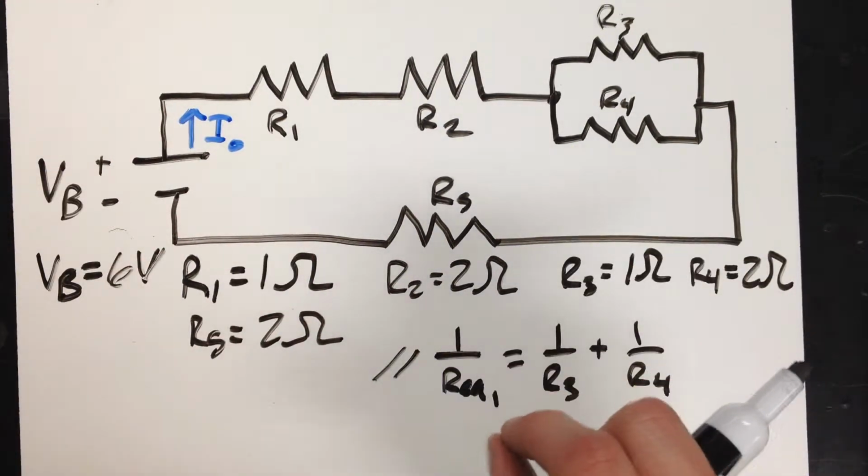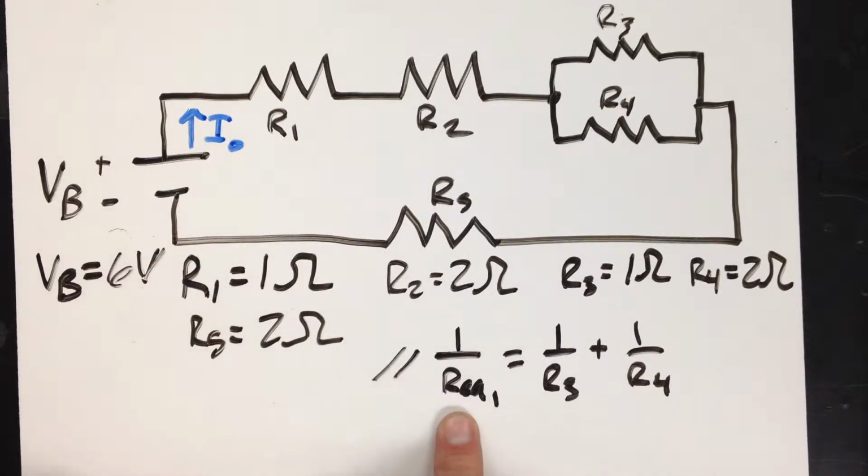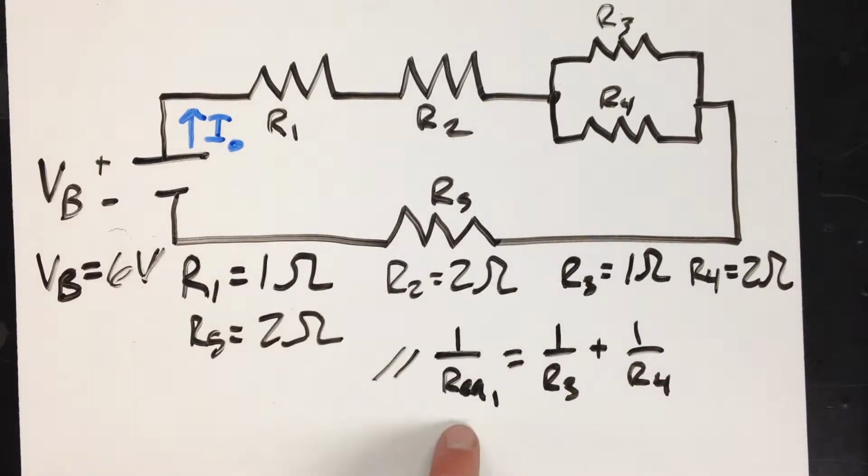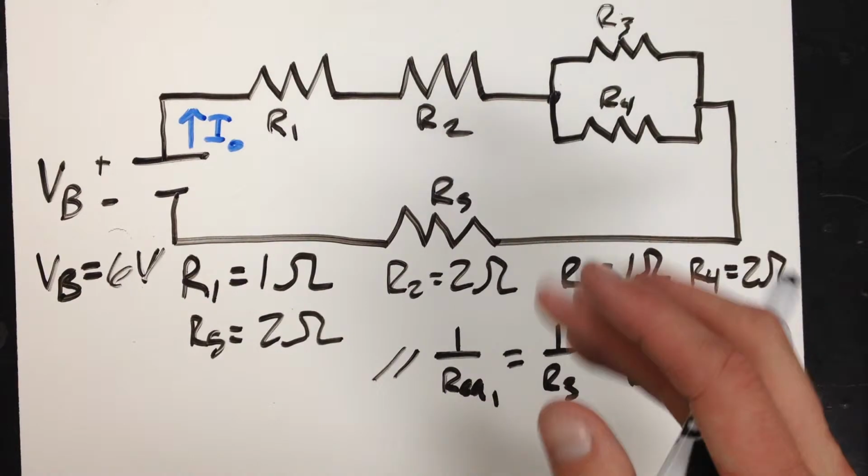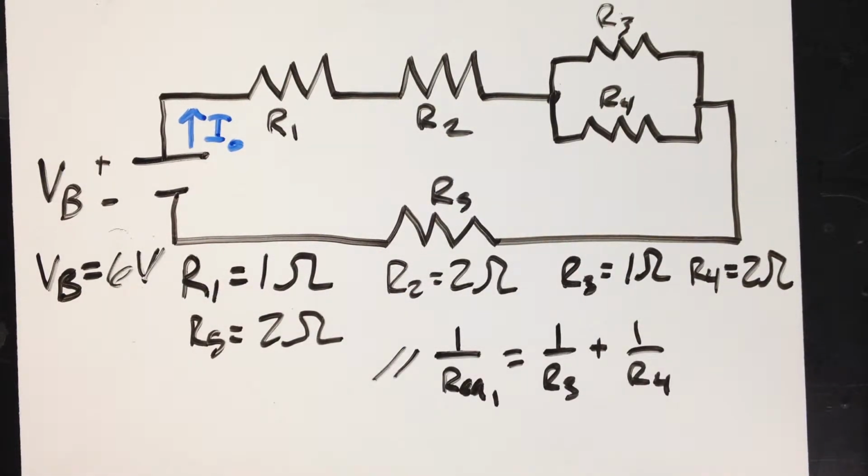The more complicated a circuit gets, the more confusing it could become, which means the better nomenclature you need. So for the total circuit, I just call that REQ. For leading up to that, it's REQ1. If I had to figure out another equivalent resistance, that would be REQ2, so on and so forth.